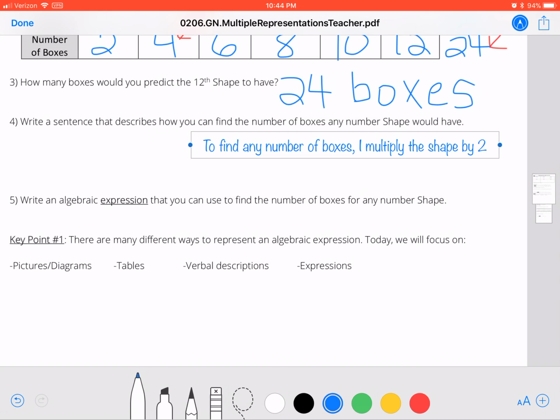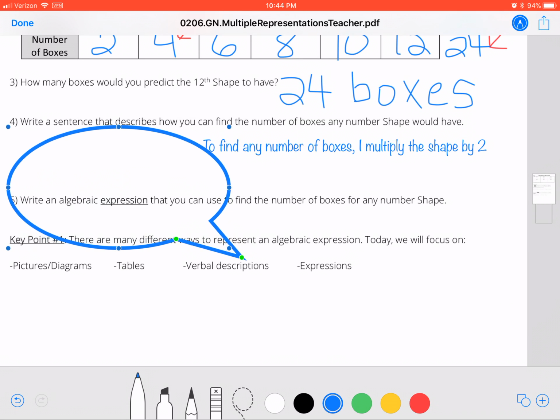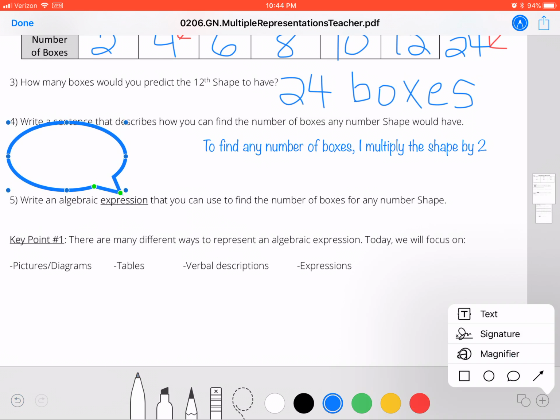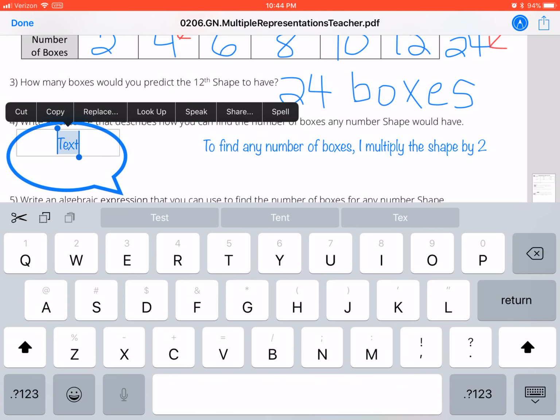Great. Hopefully these sentences are getting easier for us to do because they're generally following a pattern. Question number 5. Write an algebraic expression that you can use to find the number of boxes for any number shape. Okay, a lot of us still have some issues trying to remember what exactly this is. So I'm going to write a little reminder to us of what an expression is and what should be inside of it. So expressions have 3 things. Can you remember what those 3 things are? What's one of those 3 things?